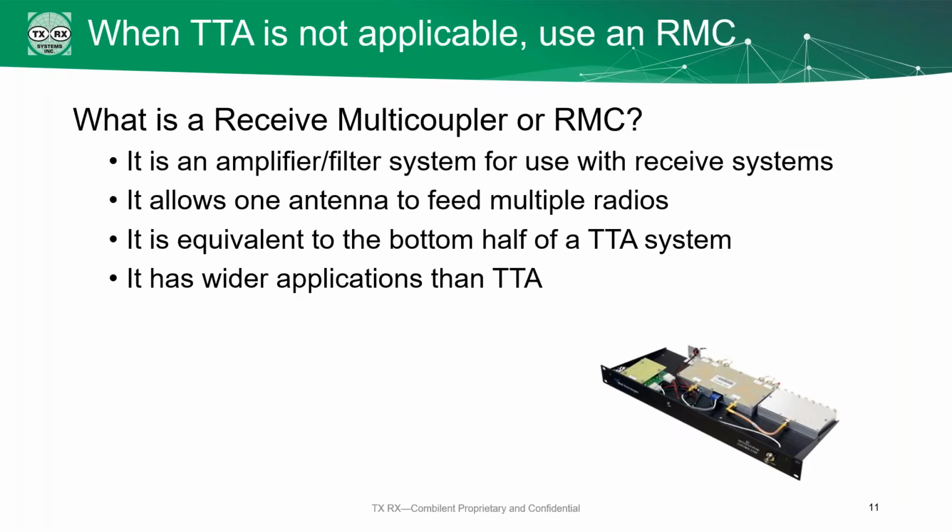It allows one antenna to feed multiple radios, the same as the TTA does. And in fact, it's pretty equivalent to the bottom half of the TTA. The difference is that it doesn't have a tower-top box on it. It does, however, have wider applications than the TTA does. So let's get into this RMC a little bit.